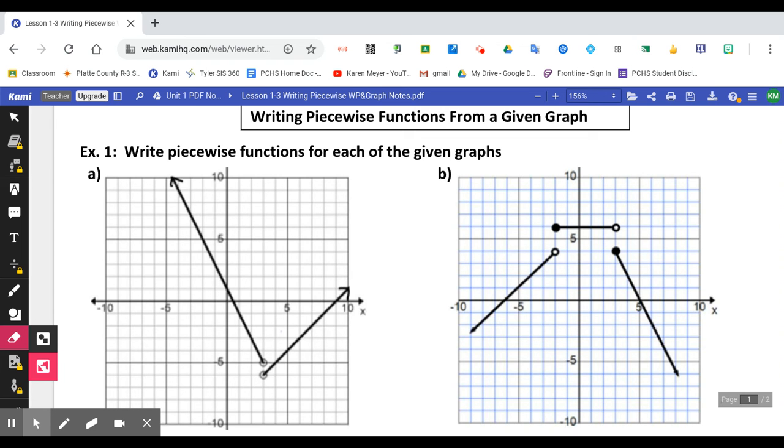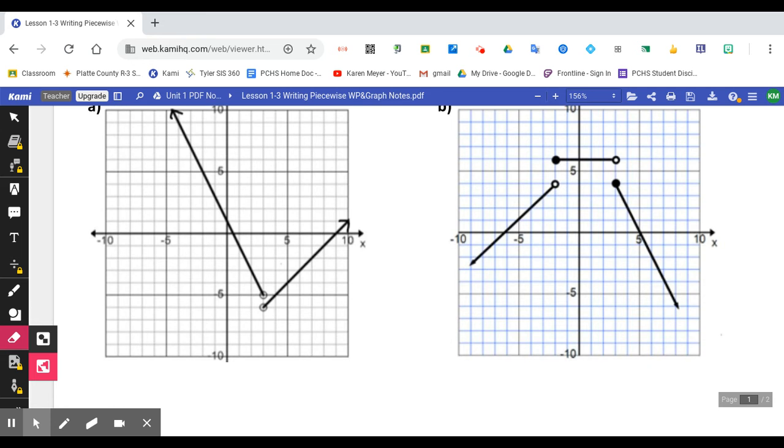Today we're going to talk about writing piecewise functions from graphs. So on our first example, if we look at the first graph, you'll notice that it has two lines. So this piecewise function will contain two parts. I like to start with the one that's farthest on the left and then work your way toward the right.